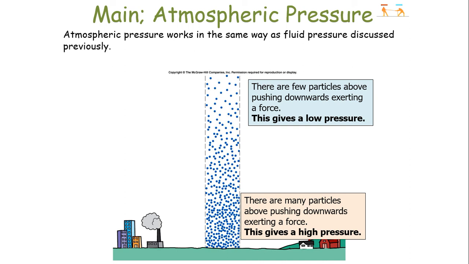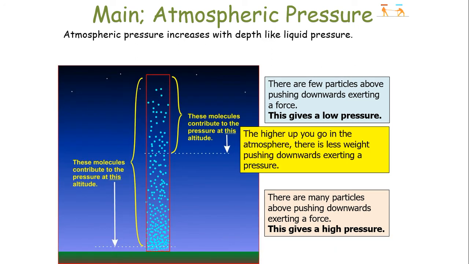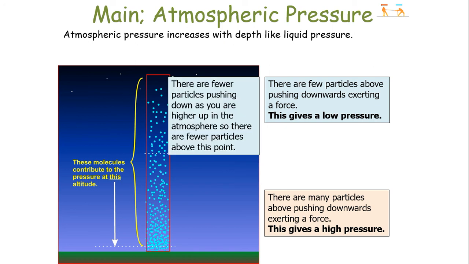So actually what happens is, the higher up you go in the atmosphere, like in the fluid, there are fewer particles above you exerting a pressure downwards, which gives a low pressure. But if there are many particles above you as you are close to the surface, there'll be many particles exerting force downwards, which gives a high pressure. But there's also a second reason, because as well as the idea that the higher up you go in the atmosphere, there's less weight pushing downwards exerting pressure because there are fewer particles above you, there's also another idea.